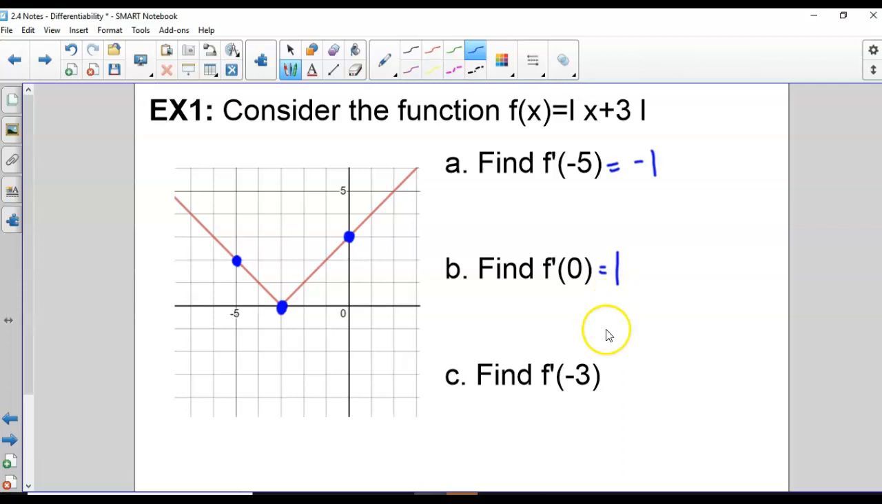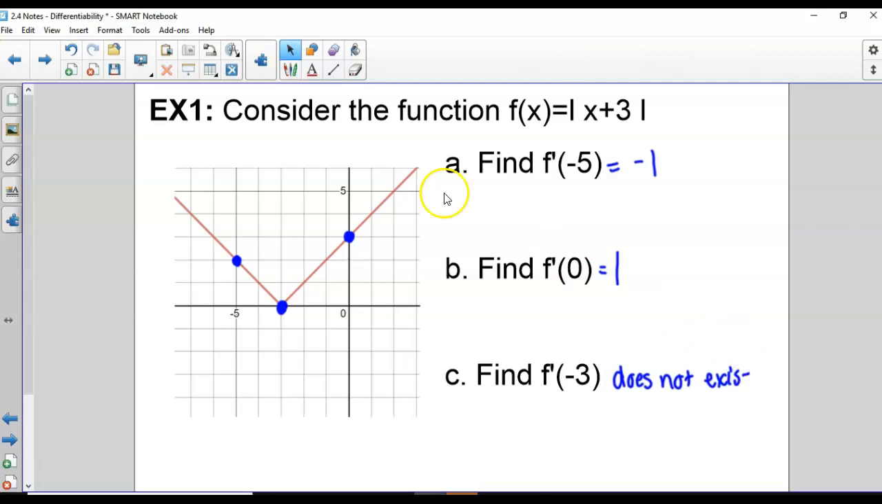Okay. So at this point right here, you can't really tell the slope because on the left side the slope is negative 1, but on the right side the slope is positive 1, and so this just does not work out here. So this derivative does not exist, and we talked a little bit about this the other day.